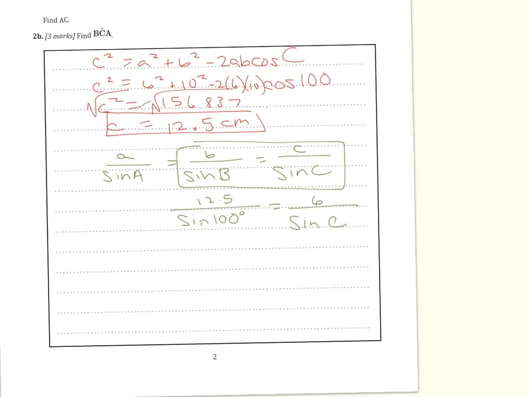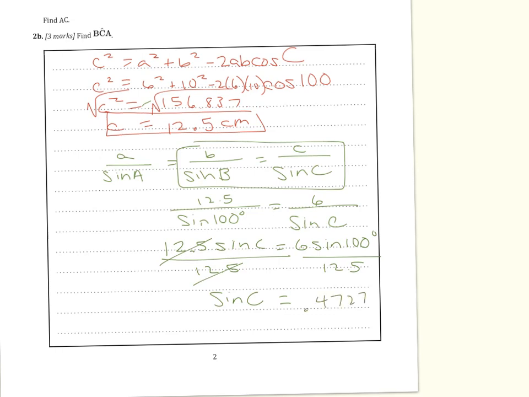And so a lot of people like to go ahead and just cross multiply here. That's a fine strategy if you'd like. And then we're going to divide both sides by 12.5. And so we get sine of C equals 0.4727 and so on. I'm going to use that whole answer when I take sine inverse of that number. So that's how I get angle C by itself.